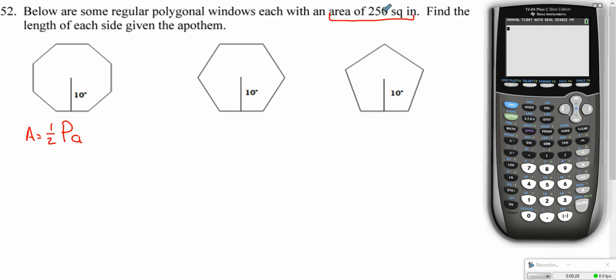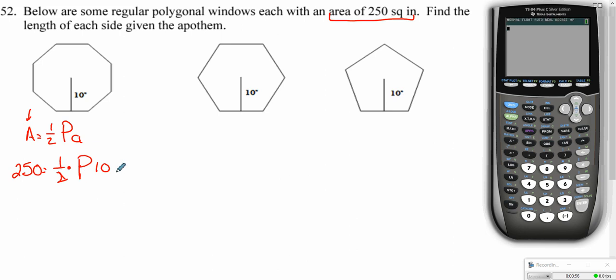So I'm going to take this area that I know and plug it in for that capital A. So I'm going to put 250 equals 1/2 times perimeter. I don't know what the perimeter is, and I don't know what one of the sides is, so I can't find the perimeter. In fact, that's what I'm trying to find, a side. And then I have the apothem, which is 10. I'm going to now solve for this perimeter.